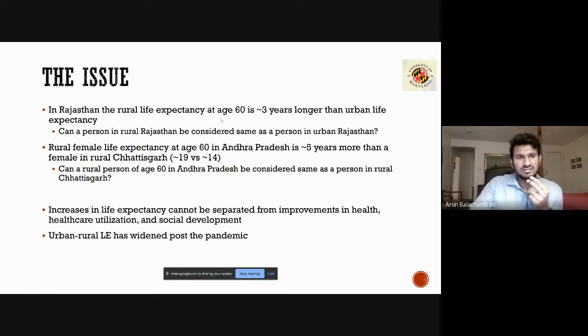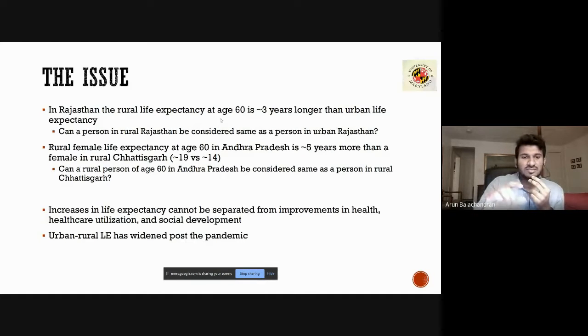Another illustration for this is, take the example of somebody in Andhra Pradesh. Take a rural female in Andhra Pradesh at age 60, and she is expected to live 5 more years than her rural female counterpart in Chhattisgarh. So if at age 60 she can expect to live 5 more years than her counterpart in rural Chhattisgarh, can we say that the rural female in Andhra at age 60 is the same as the rural female in Chhattisgarh?